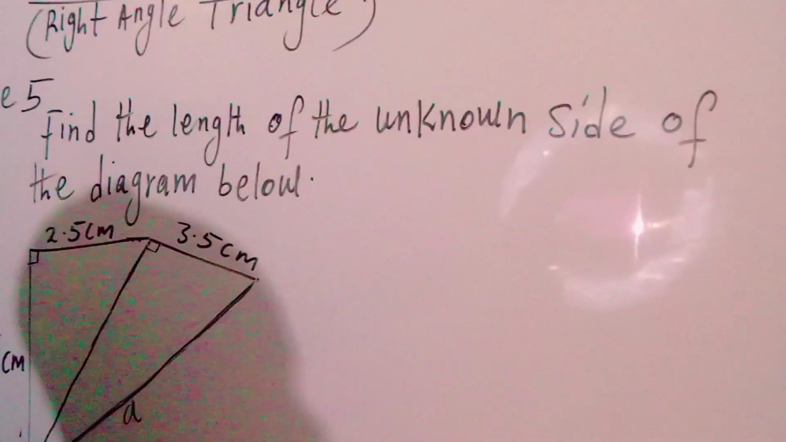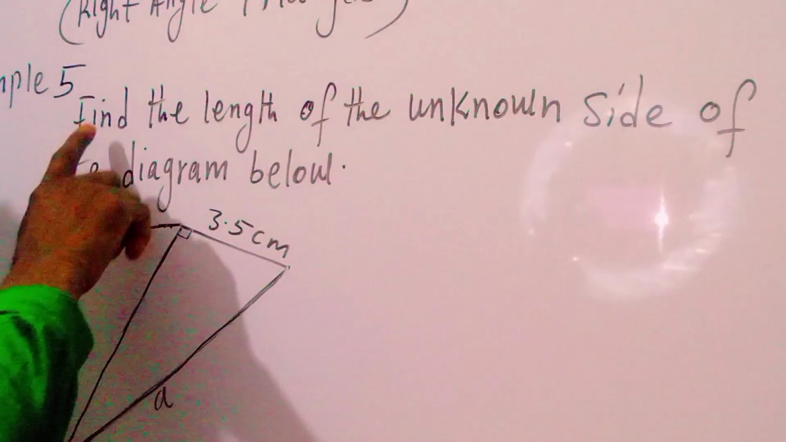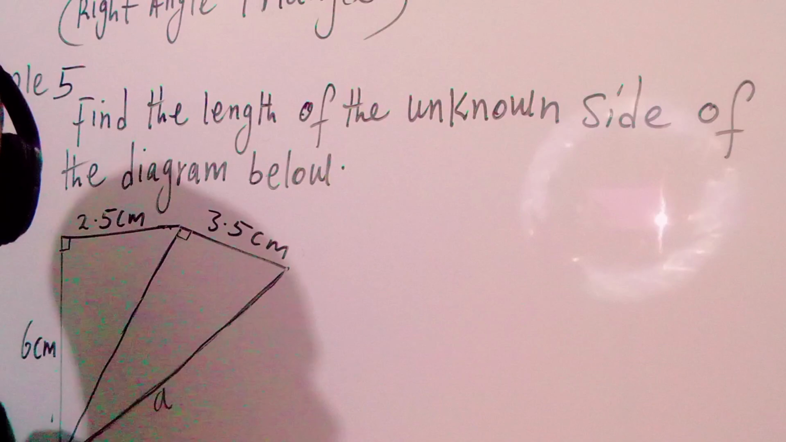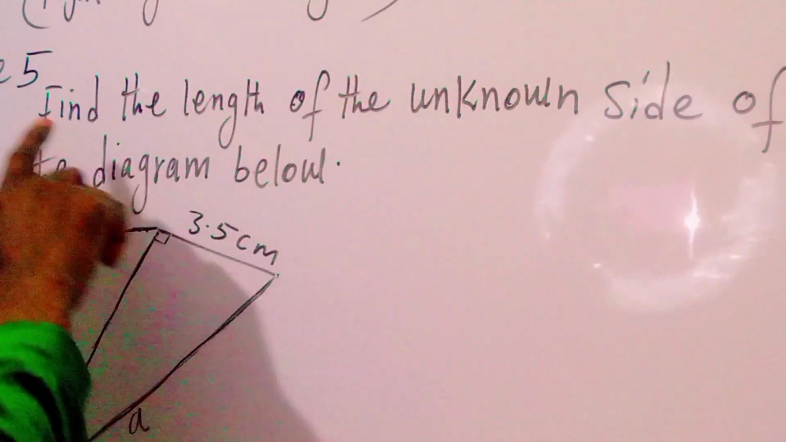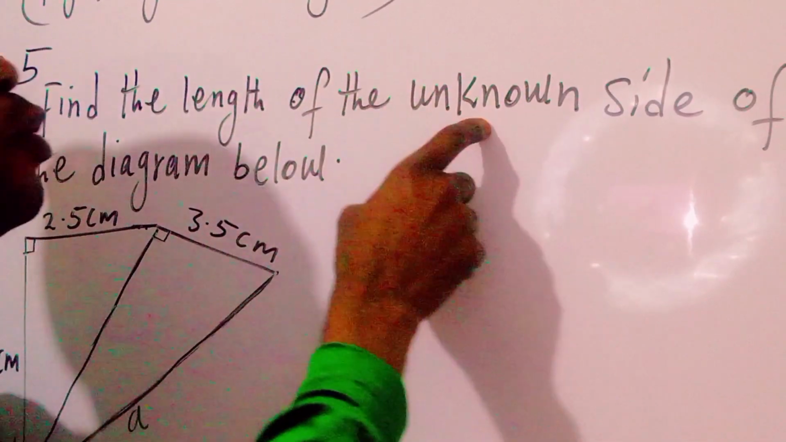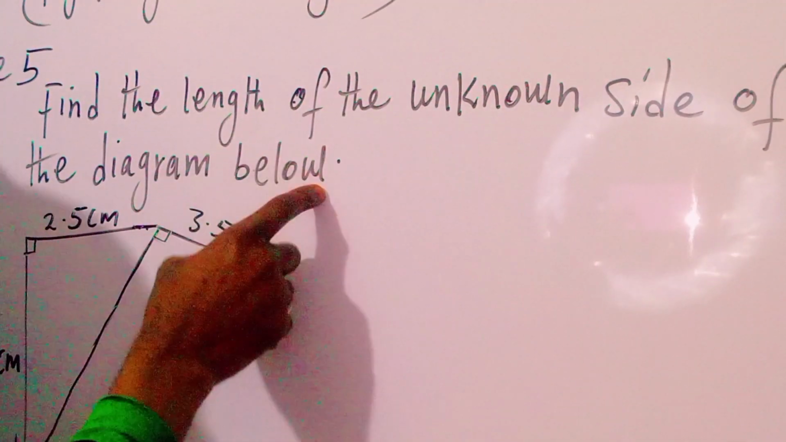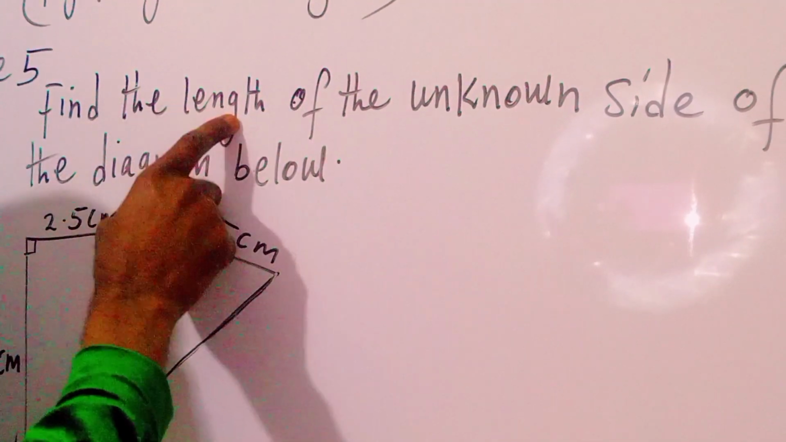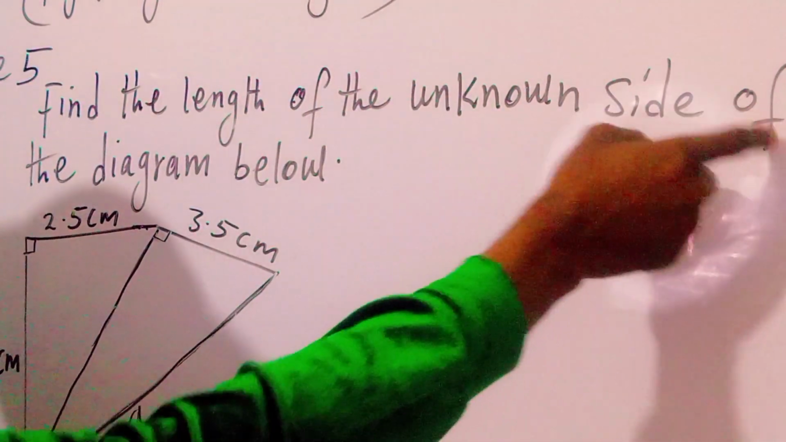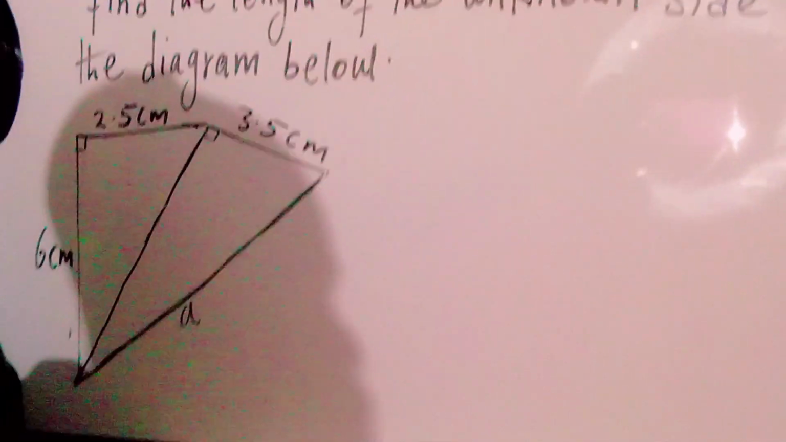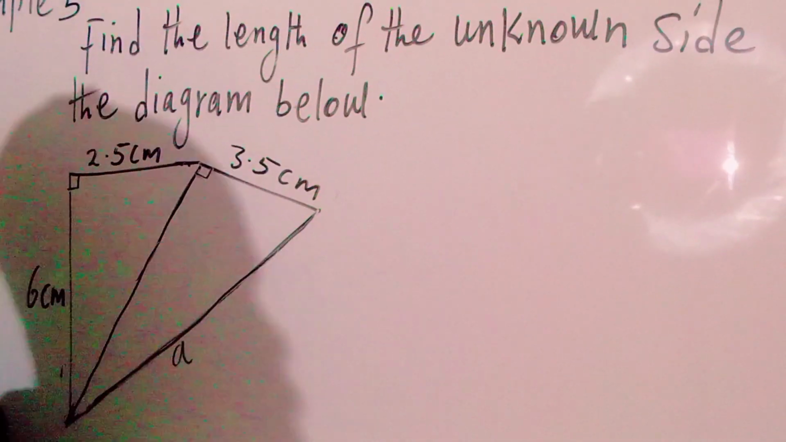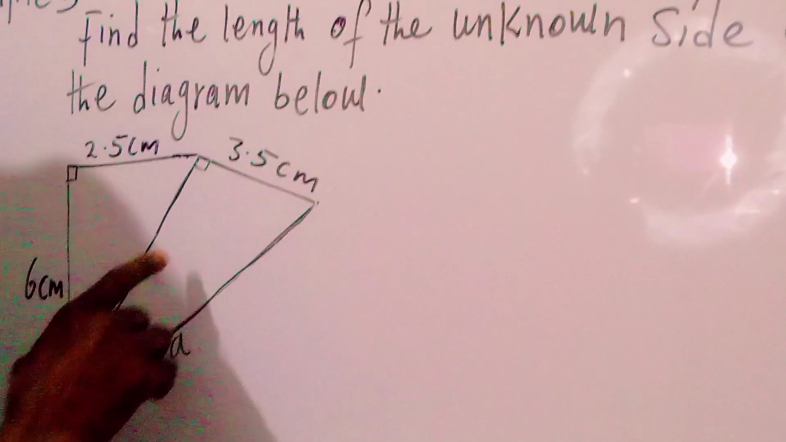So the question says, find the length of the unknown side of the diagram below. And here is the diagram given to us.